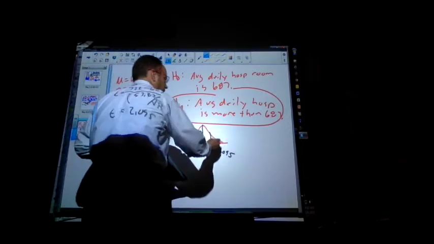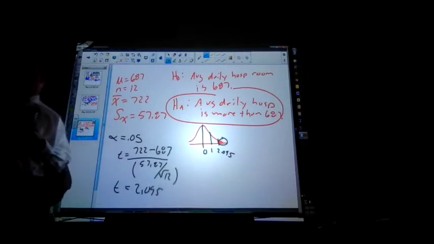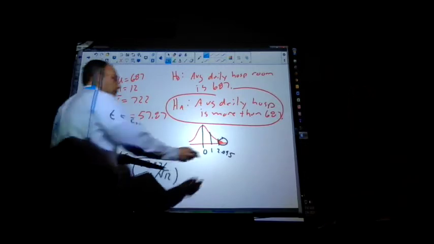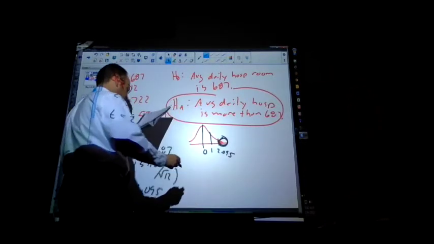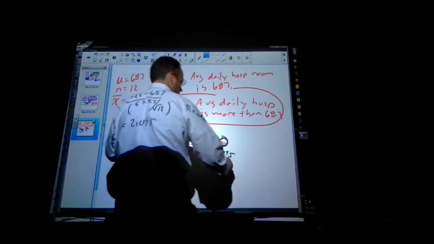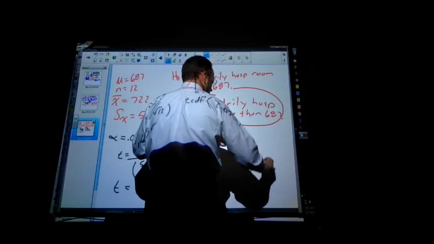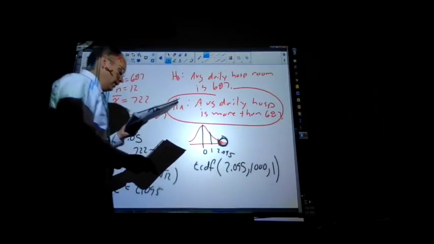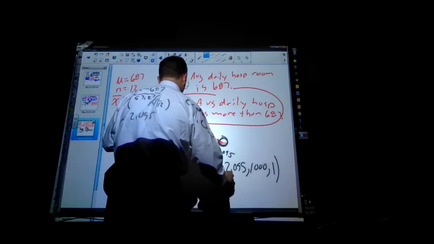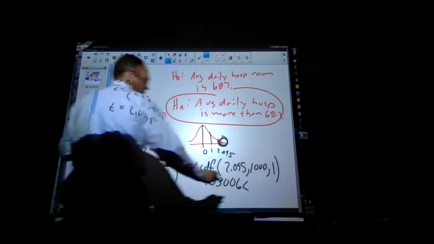For the tcdf, if I'm looking for this, do I put in an upper value that's big, or a lower value that's small? I'm looking for this, so big tcdf. I go 2.095, 1000 for the upper bound, and degrees of freedom being 11. If we do this, we get 0.03006. That is less than alpha.